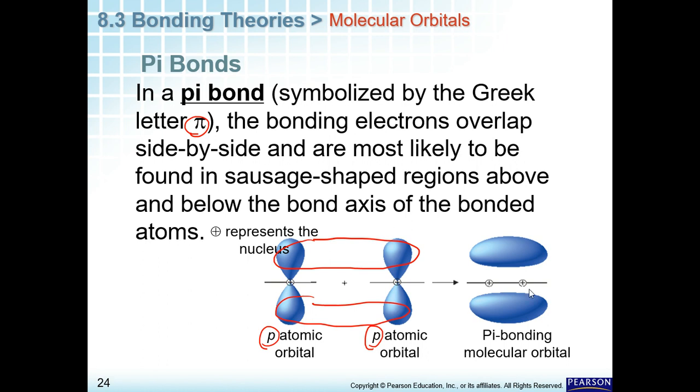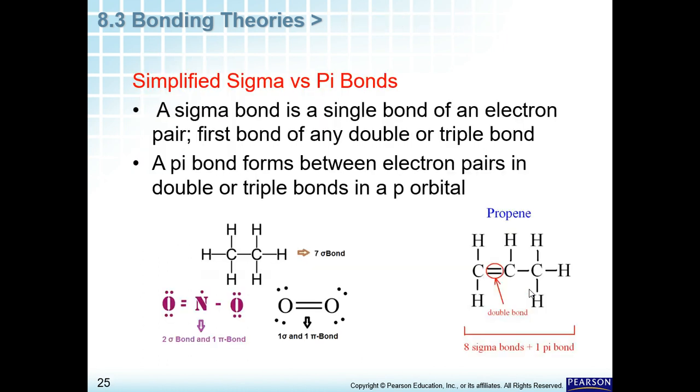How does this actually help with identifying sigma and pi bonds in molecules? Well, we're going to look at a simplified version of this definition to help identify them in the structures that we've been drawing. A sigma bond is a single bond, or it's the first bond in any double or triple. A pi bond is any electron pair found within a double or triple bond that is not classified as a sigma.